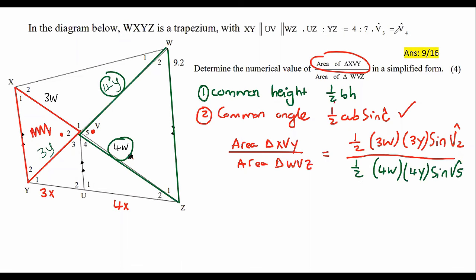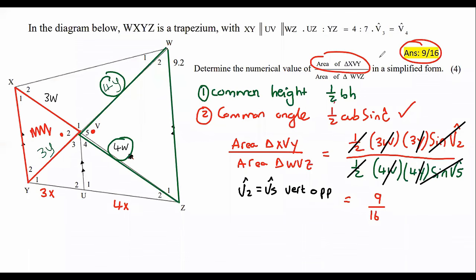Now you would probably have to explain to the examiner that angle V2 is equal to angle V5 because they are vertically opposite. Okay. And so for that reason, these things are exactly the same, so we can cancel those out. And what we can also cancel out now is the halves, the W's, the Y's. And so what we are actually left with now is 3 times 3, which is 9, over 4 times 4, which is 16. And that is how we get the answer of 9 over 16.